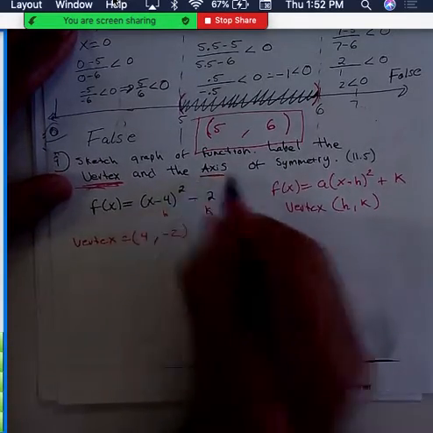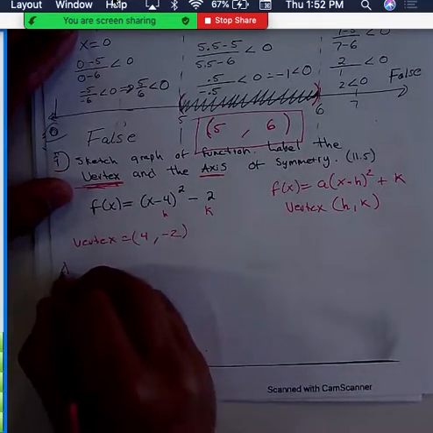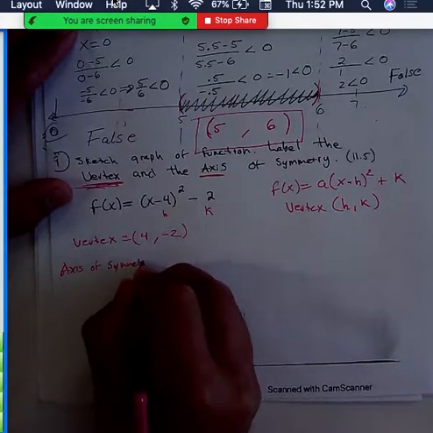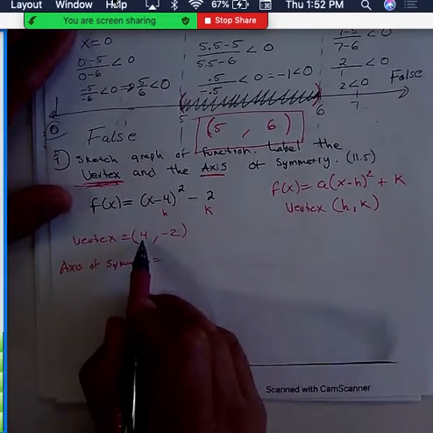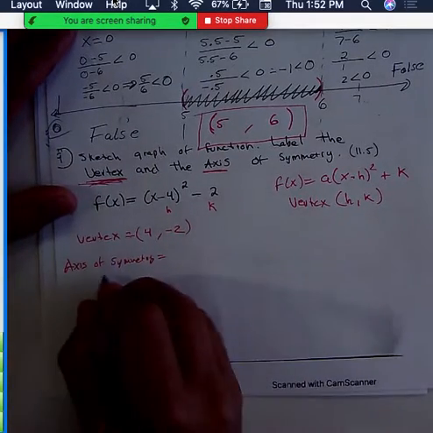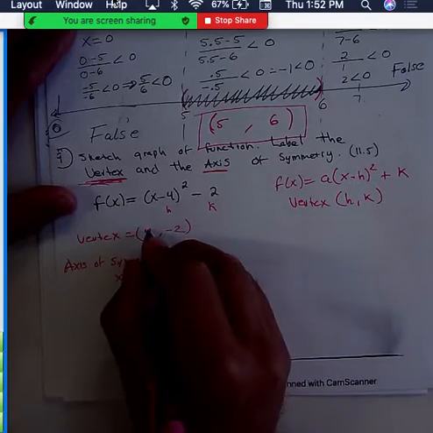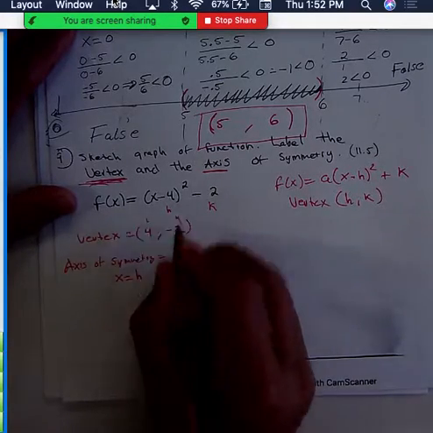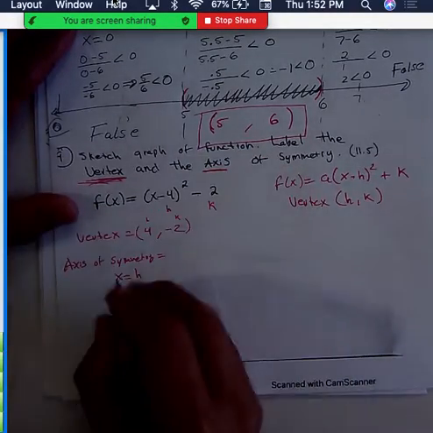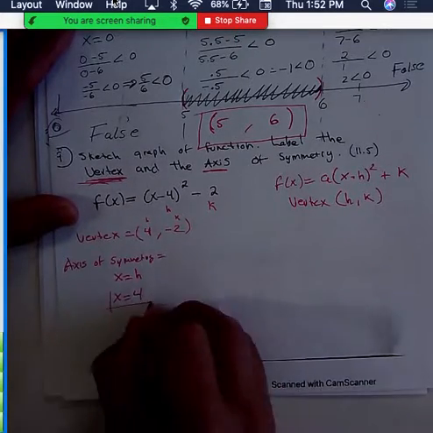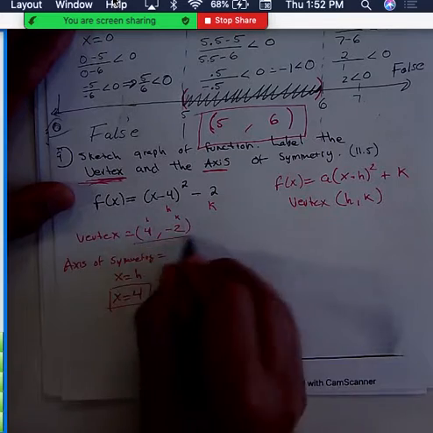Axis of symmetry. It's always the h. So this is denoted by x equals h. Remember, this is the h. This is the k. So the axis of symmetry for this equation would be x equals 4. This is the axis of symmetry. That's the vertex.